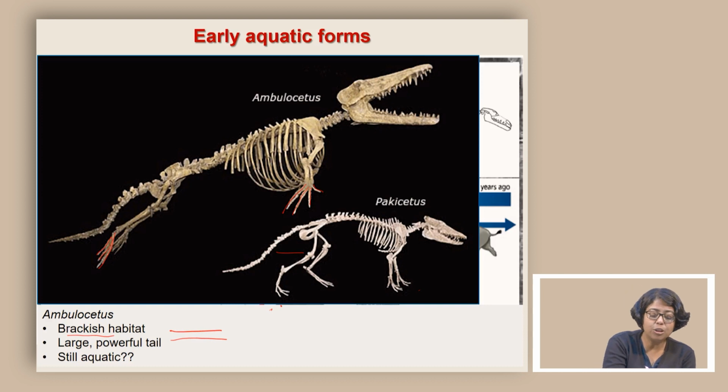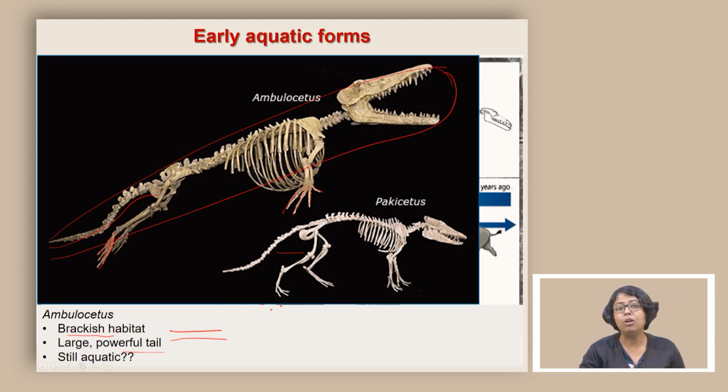They had a large, powerful tail, and this is again to maintain balance, and we still see this general shape of the animal, which is good for swimming because it has an elongated body. Now, how do we know whether they lived in an aquatic environment, which means a freshwater environment versus marine?